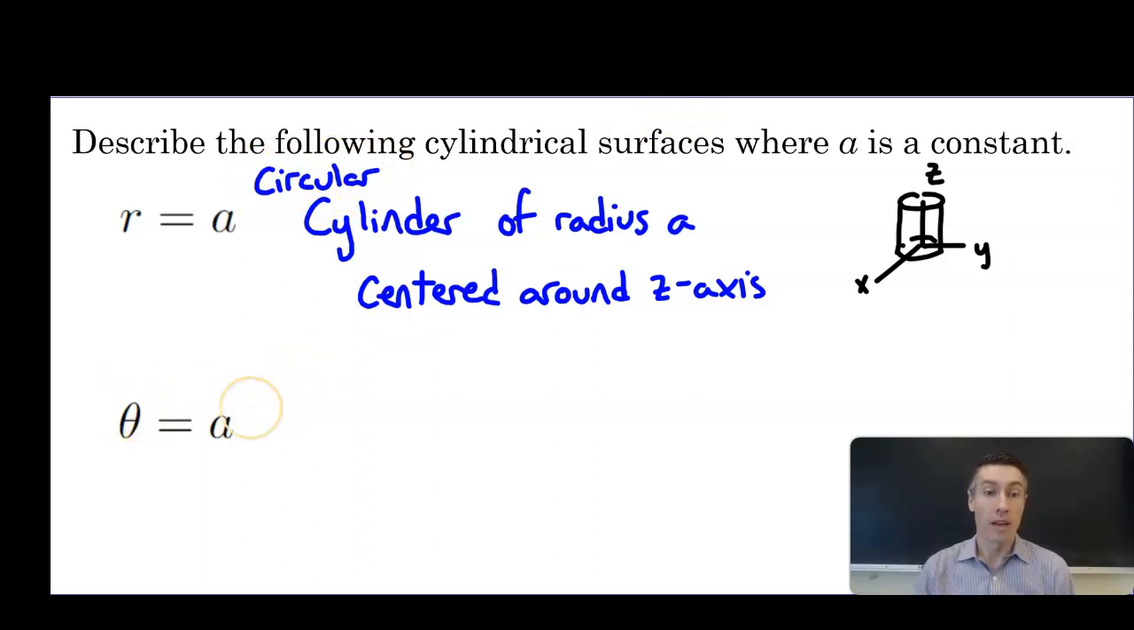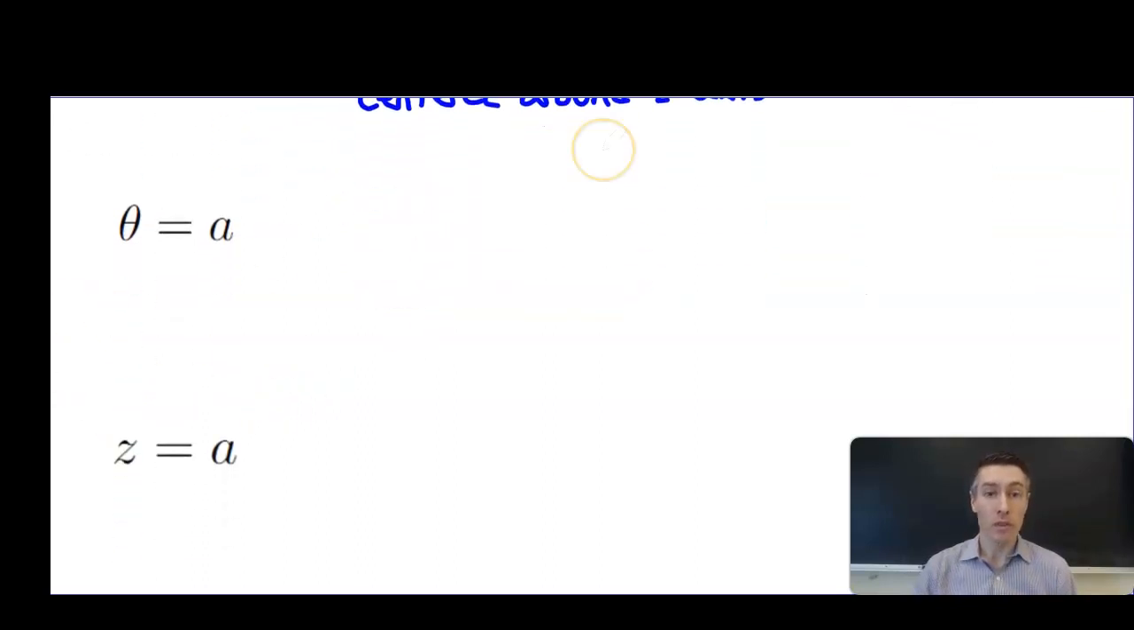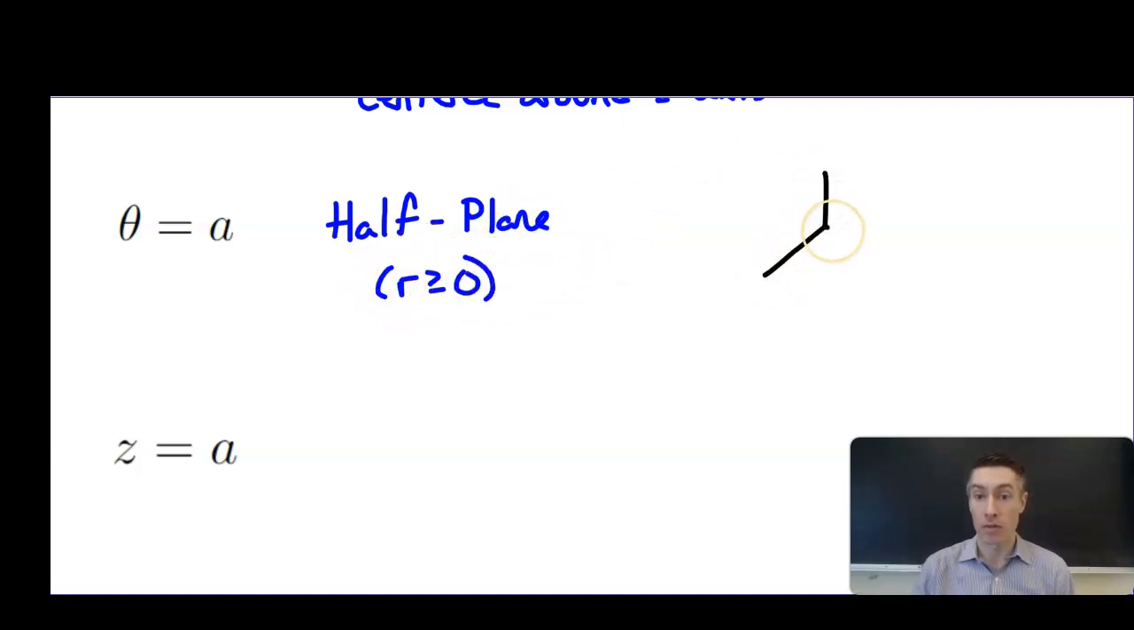Then if we have theta equals a, so if we fix theta to be equal to a constant, this is going to be a half plane. And the reason it's only a half plane is that restriction again, that r has to be greater than or equal to 0. So if we sketch this out, x, y, and z, we would have a half plane that looks like that, where right in here, that's our angle theta. Okay, so the z-axis would be included since that's when r equals 0, and then that plane would extend out.